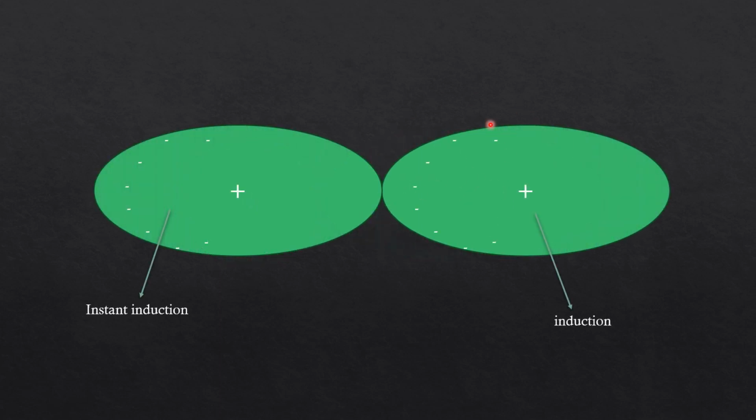Because of this induction, the negatively charged particle will attract the positively charged particle. When the positively charged particle attracts the negatively charged particle, there would be an instant induction. There would be no constant induction, but an instant induction, and it is written by the arrow 2. Now this instant induction and attractive force between the positive and the negative one is known as the London dispersion force. It is basically a temporary force.